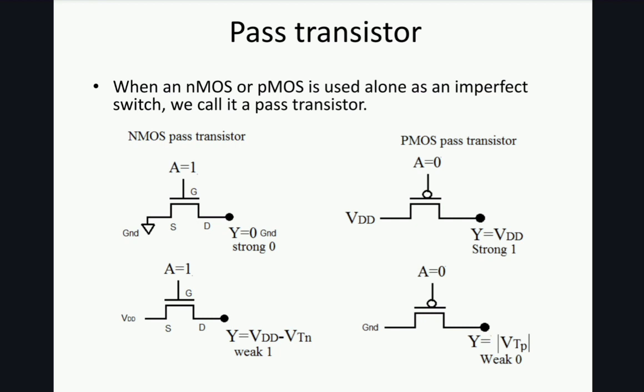And similarly in the PMOS pass transistor, we can see the two configurations to pass strong 1 and weak 0, that is output Y will be V threshold of the PMOS.